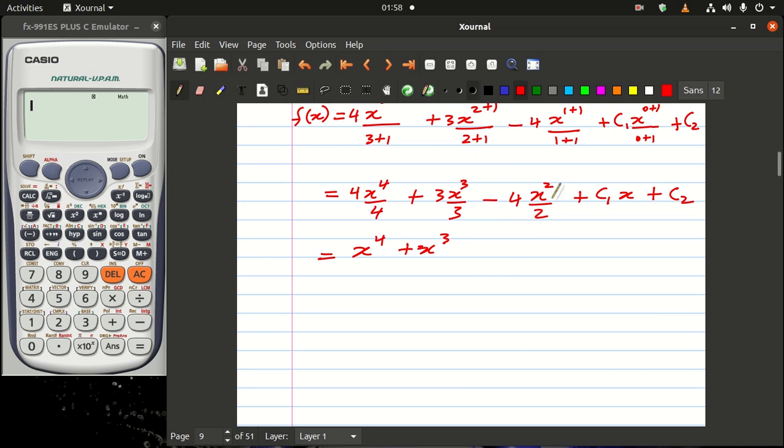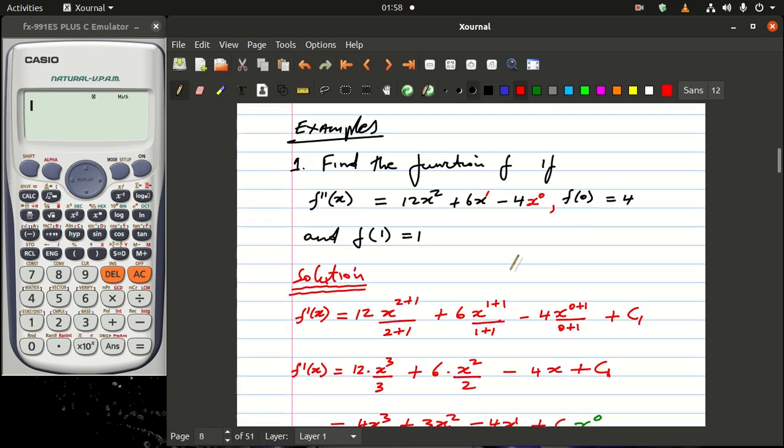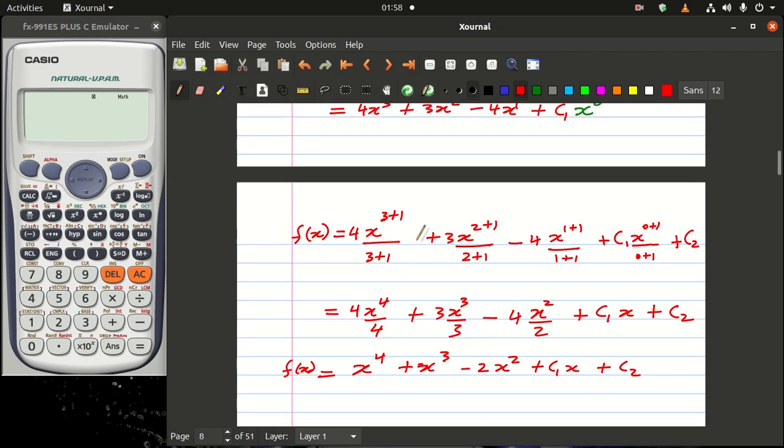So when it comes to this one here, of course 4 divided by 2 is still a 2 with a minus, and then we have x squared, and then we have plus c1x plus c2. This is actually the original function, but what is that constant? That is where these given conditions, this condition and that condition, come into play.